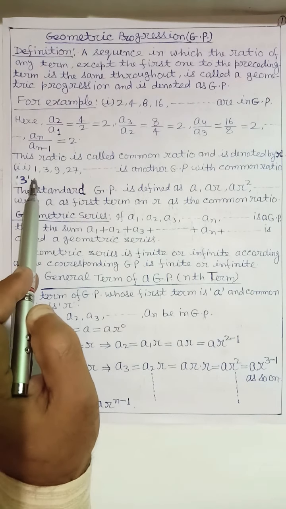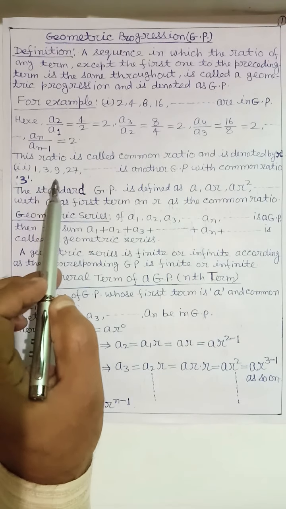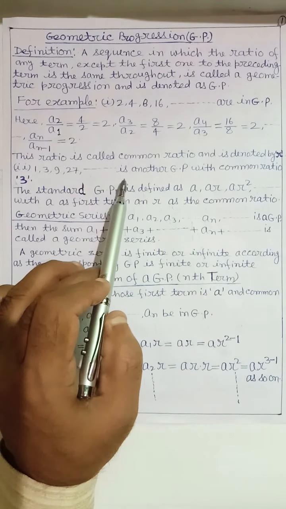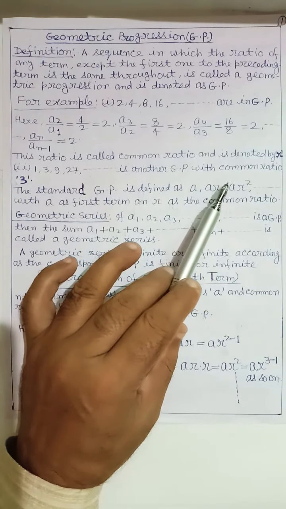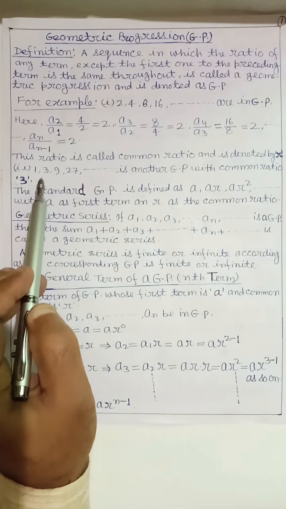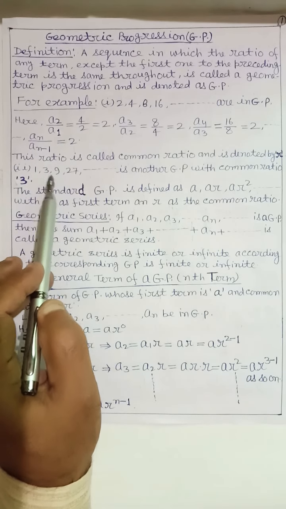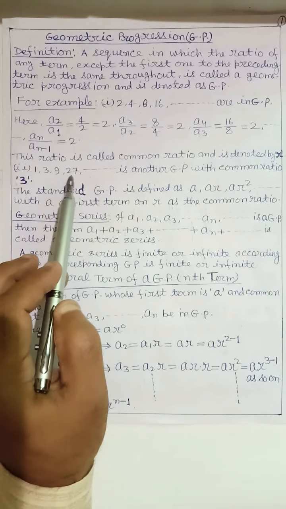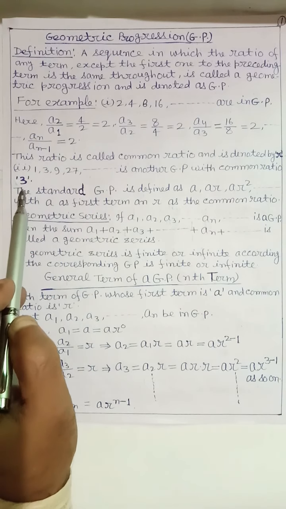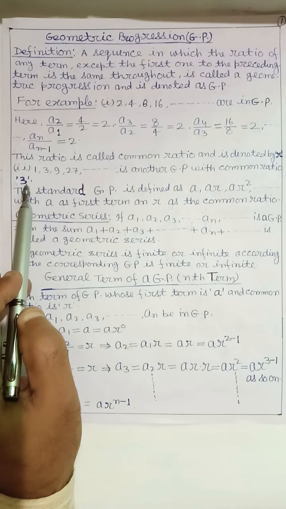Second, 1, 3, 9, 27 and so on is another GP with common ratio 3. How is it common ratio 3? 3 by 1 we get 3, 9 by 3 we get 3, 27 by 9 we get 3. So here common ratio, that is r, equal to 3.